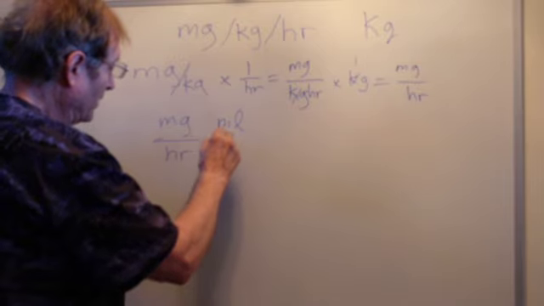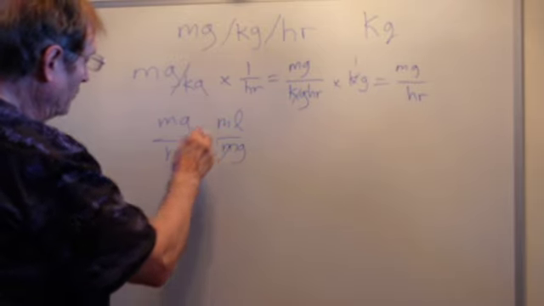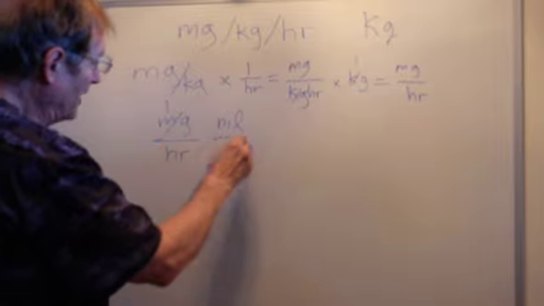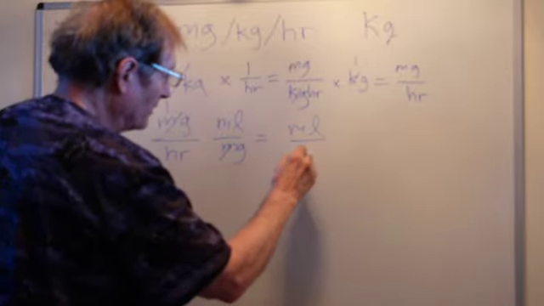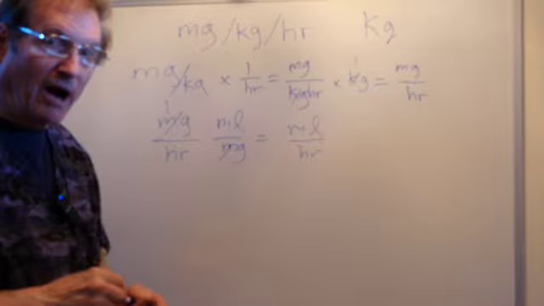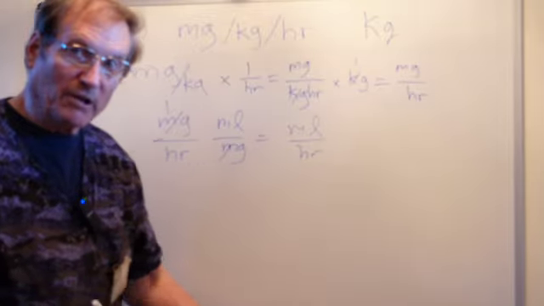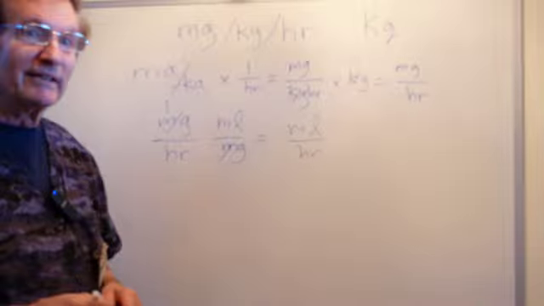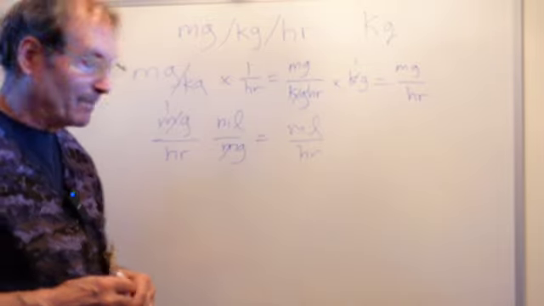Mils per meg is the reciprocal of the denominator. Megs over megs equals 1, and we got mils per hour. If only we knew how many hours, we could multiply by hours and we'd have how many mils of drug to draw up. Well, that comes from the fluid bag and the flow rate.